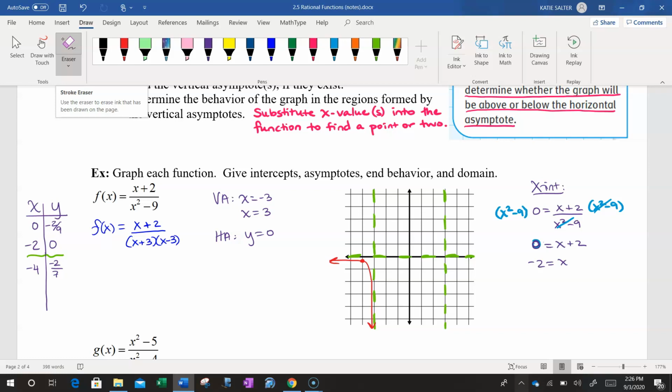Well, luckily, we already have some points in that region because we found the y-intercept to be at -2/9, which would be about right here. And we found the x-intercept to be at -2. And the fact that I actually have an x-intercept tells me this one's probably going to be a twisty. So I might want to get one more point. So I'm going to substitute 2 in. And again, guys, we should be able to do this without our calculator. And if I substitute 2 in, that gives me 4 in the numerator.